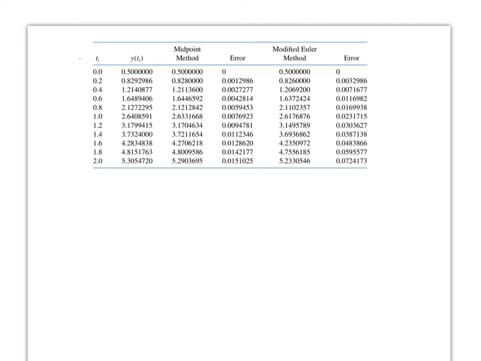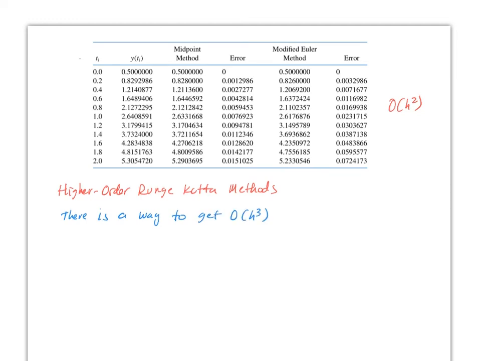All right, now let's look at higher order Runge-Kutta methods. All the methods that we've seen so far are of order 2, or O(h squared). So how do we get higher order? So there is a way to get O(h cubed), for the Taylor method of order 3.